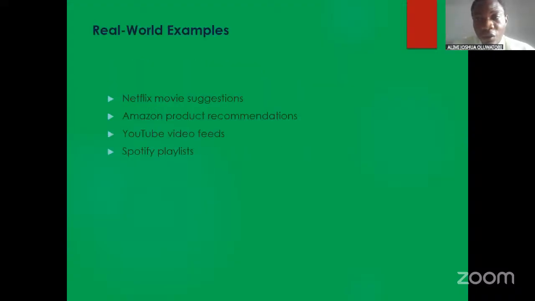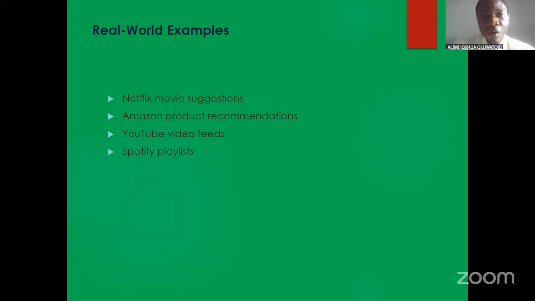And these are the real world examples we have. The Netflix movie suggestion. For some of us that like watching Netflix, when you go on the net and the system recognizes that you watch a particular movie, probably a Christian movie or an action movie, the algorithm begins to suggest similar kind of movies to you.